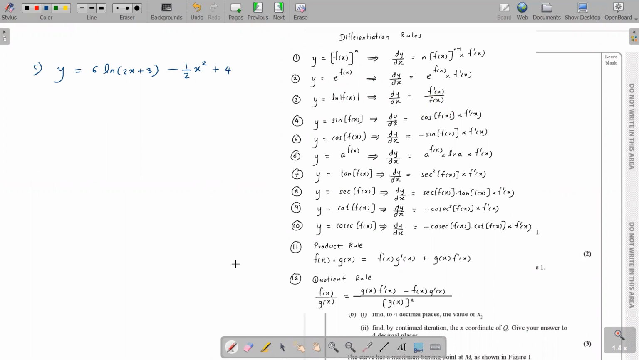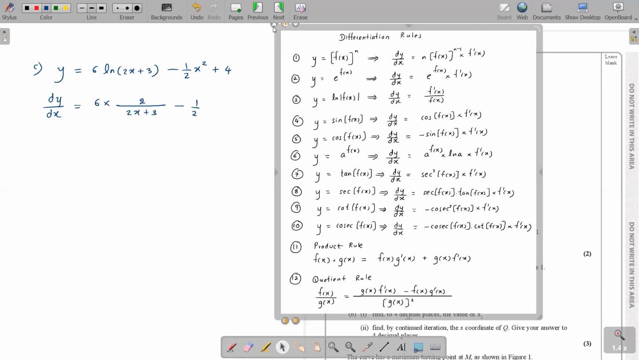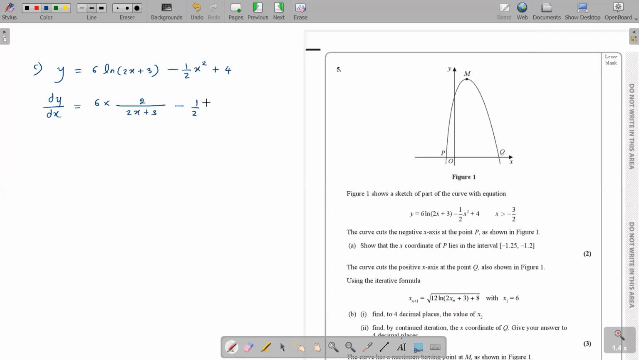So dy by dx is equal to 6 times, what do you get here? 2x plus 3 is in the denominator. Differentiation of 2x plus 3 should be in the numerator, which is 2. Minus half x square. X square differentiation, we don't need any of this, right? So x square differentiation is 2x plus 4. So at the turning point or at maximum, dy by dx is 0. I get here 6 times 2, 12 over 2x plus 3.